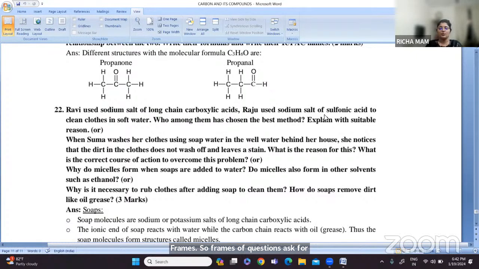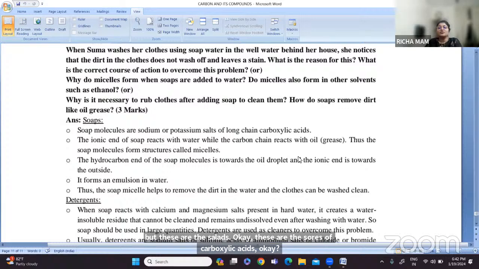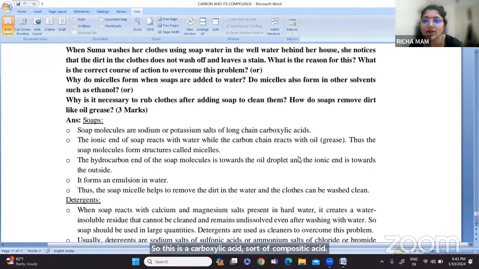First we'll study what soaps are. As we have discussed, soaps are the salts of carboxylic acids. These are the sodium or potassium salts of long chain carboxylic acids. Next, the ionic end of the soap reacts with the water molecule while the carbon chain reacts with the dirt part, that is the oil part. Thus, the soap molecules form structures which are called micelles.